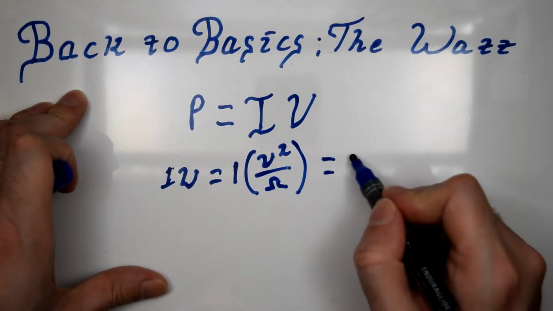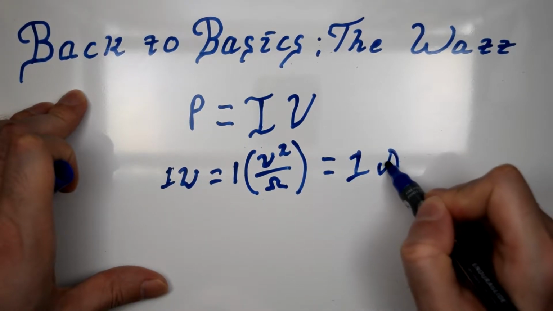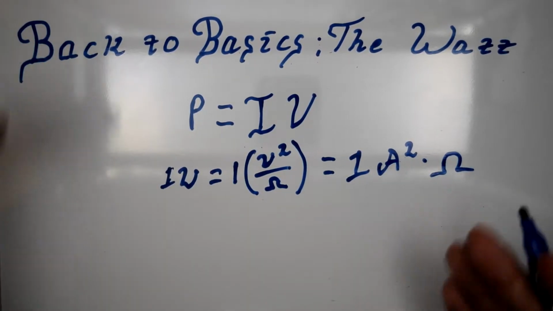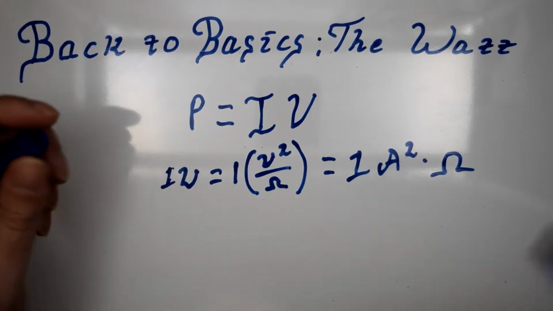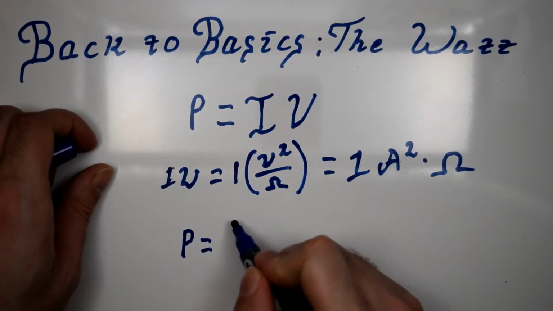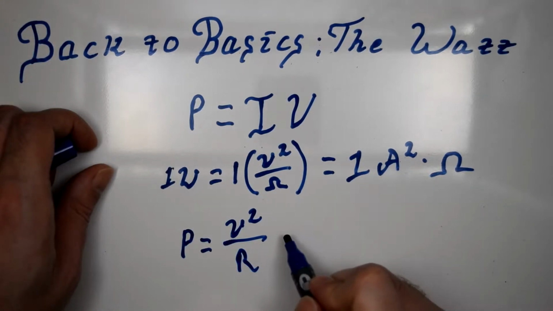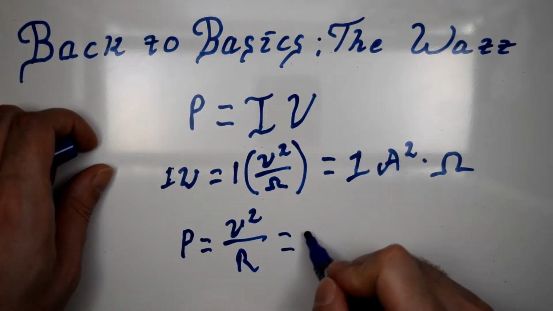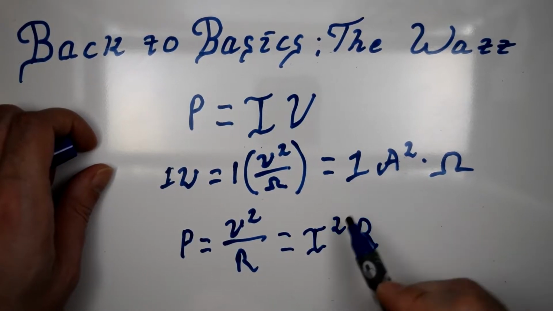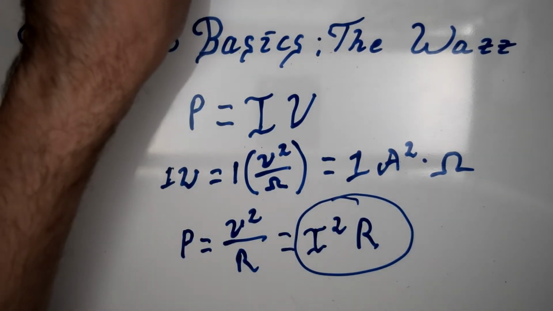Or it is also equal to 1 amp squared times ohms. And if we substitute in our normal, everyday units, we can say P equals V squared over R. And we can also say it's equal to I squared R. Now this, you've probably heard me use the term I squared R losses before.